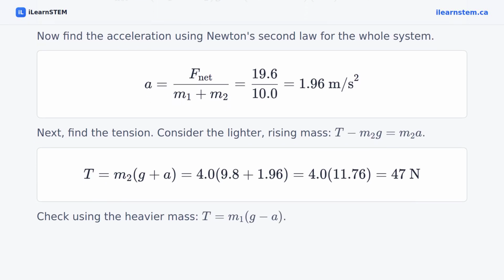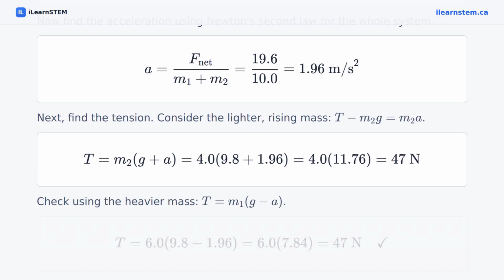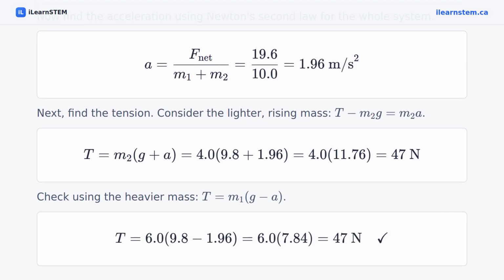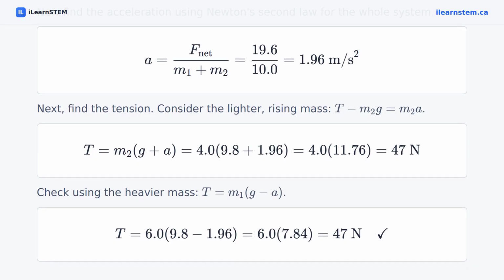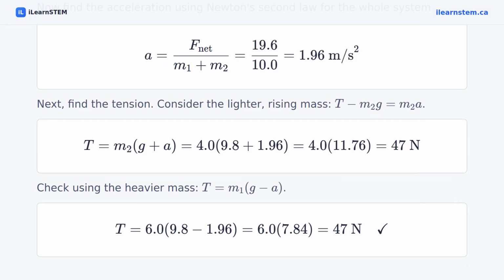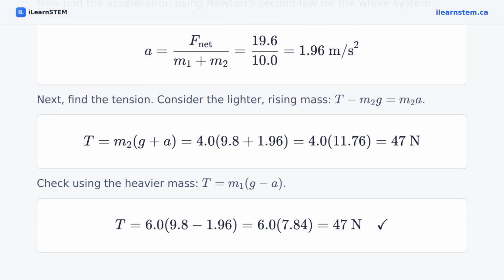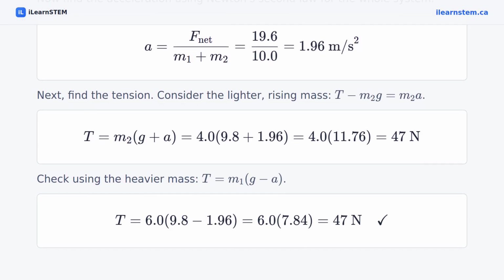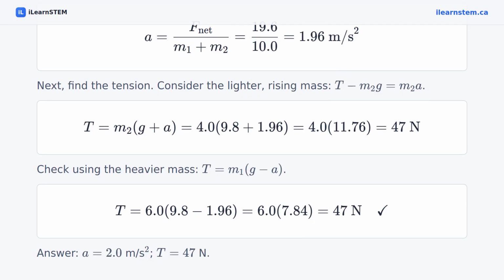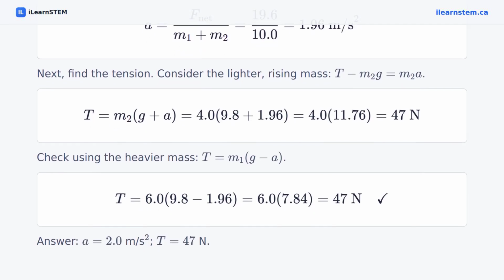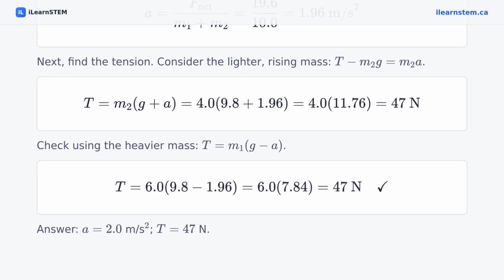T equals m1 times (g minus a). T equals 6.0 times (9.8 minus 1.96), which is 6.0 times 7.84, also 47 newtons. It checks. The answer: acceleration is 2.0 meters per second squared, and tension is 47 newtons.